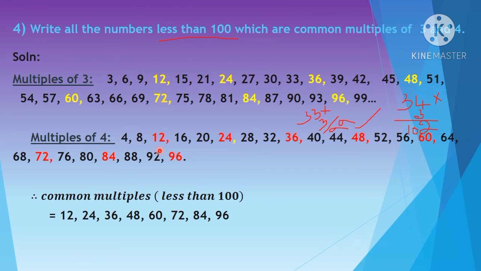Okay, children. So here what you want to do first? You want to write down the multiples of 3 and 4. They have mentioned here you want to write the multiples less than 100. So till less than 100 we will first write the multiples. Then we will check whether you have common numbers or not. If you have the common numbers, write it down. So what are the common multiples less than 100 you got for 3 and 4? 12, 24, 36, 48, 60, 72, 84 and 96.